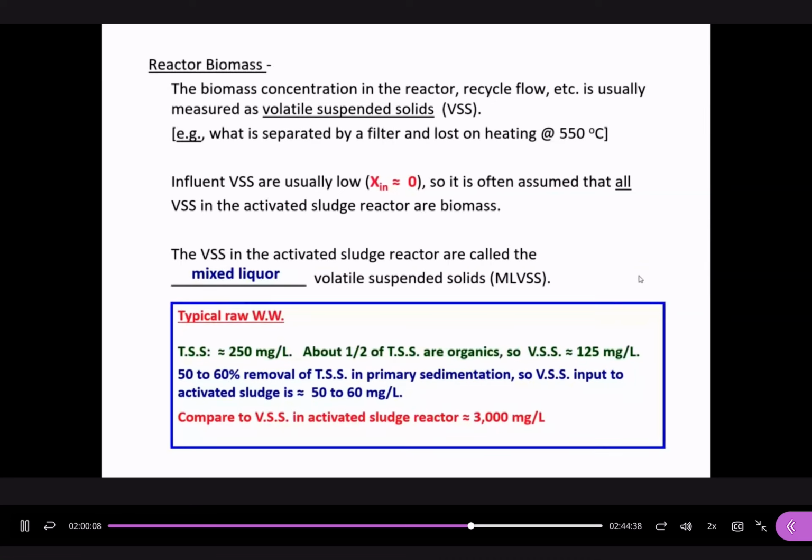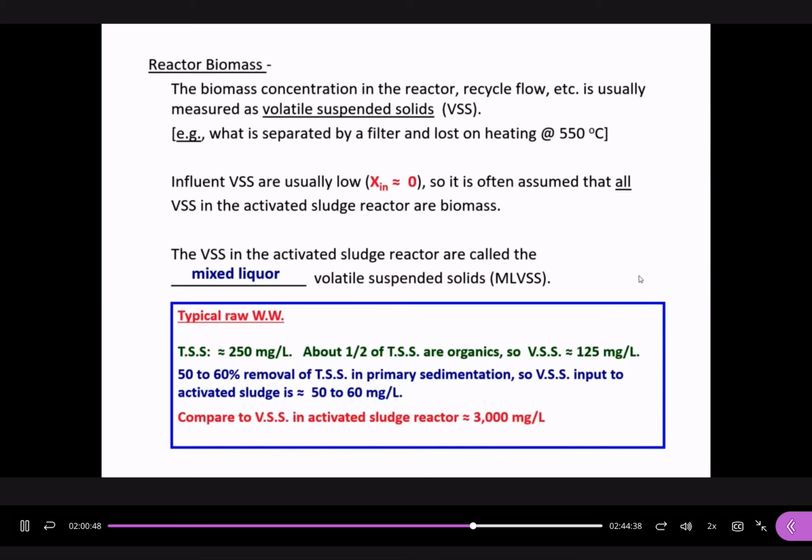Go back to your slides. But here we use VSS, volatile suspended solids concentration, to represent cell concentration, although we know that volatile suspended solids are not completely cells. You could have other substances, but for engineering convenience, we just use VSS concentration to represent X, the microorganism concentration. VSS concentration in the aeration tank is about 3,000.